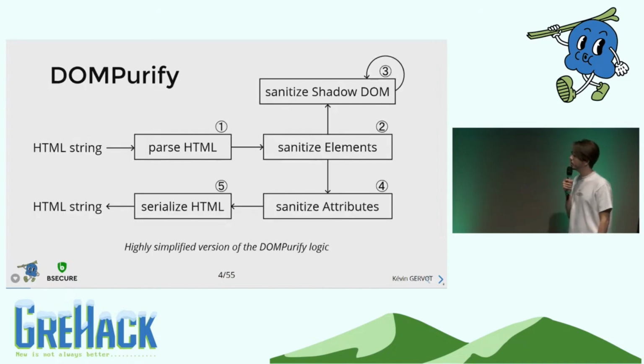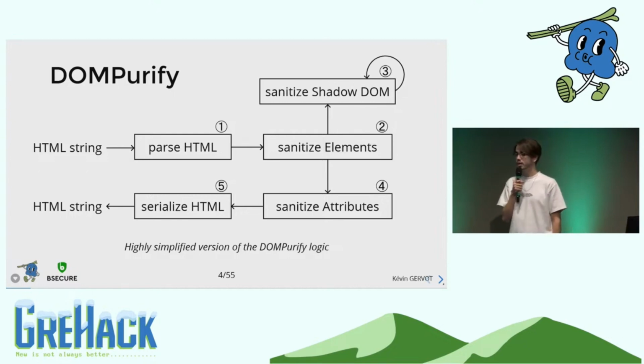As an example, here is a highly simplified version of the DOMPurify logic. You can see on the left that it takes an HTML string as input. The very first thing it does is parse it as HTML. As a result, it has a node tree, which contains all the HTML elements. It iterates over all of them and makes sure that none contain any dangerous node name, like script, or any dangerous attributes, like onload.